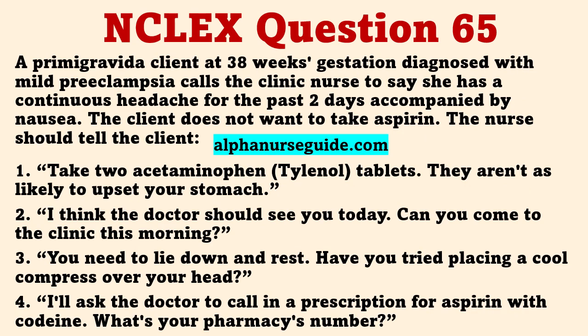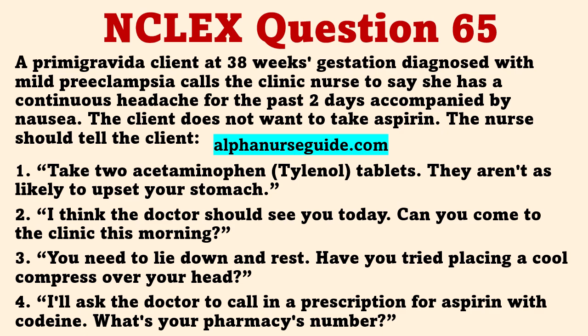A primigravida client at 38 weeks gestation diagnosed with mild preeclampsia calls the clinic nurse to say she has a continuous headache for the past 2 days accompanied by nausea. The client does not want to take aspirin. The nurse should tell the client, 1. Take 2 acetaminophen tablets. They aren't as likely to upset your stomach. 2. I think the doctor should see you today. Can you come to the clinic this morning? 3. You need to lie down and rest. Have you tried placing a cool compress over your head? 4. I'll ask the doctor to call in a prescription for aspirin with codeine. What's your pharmacy's number?